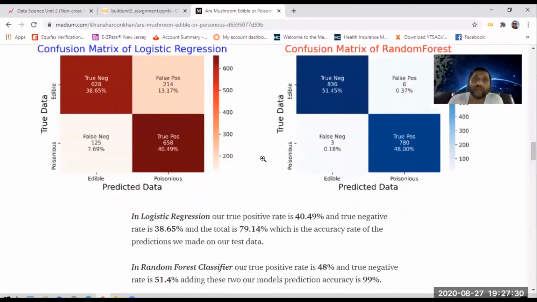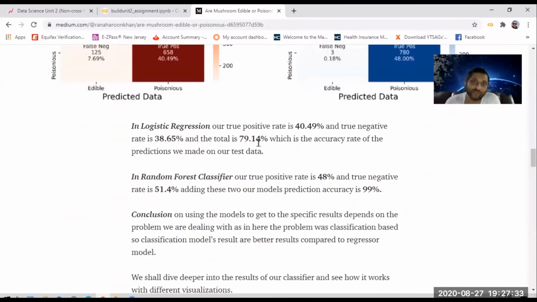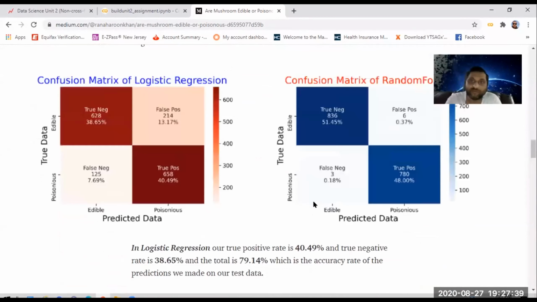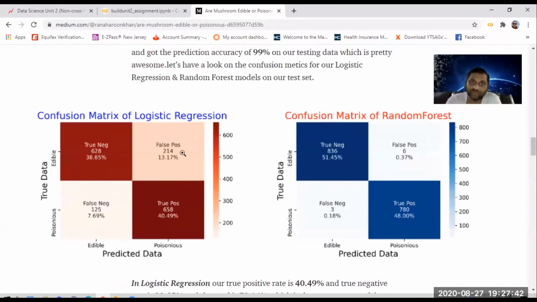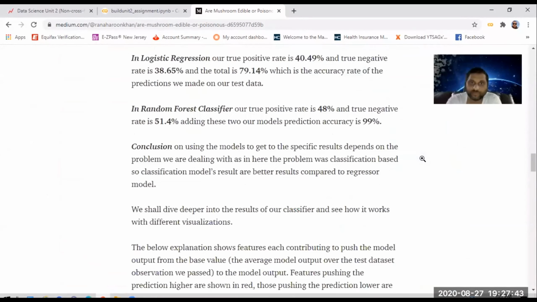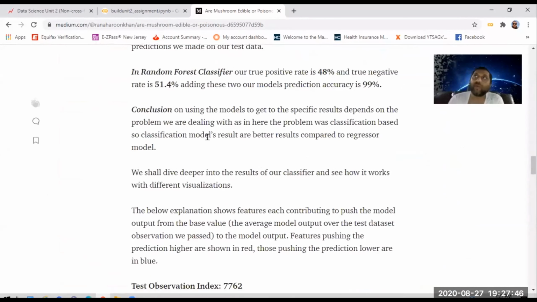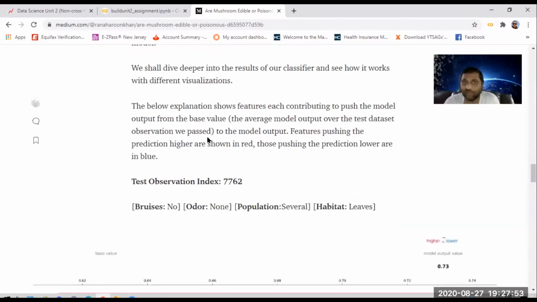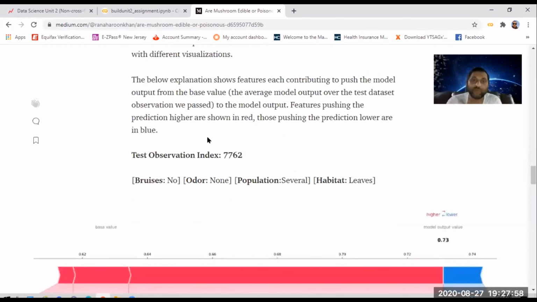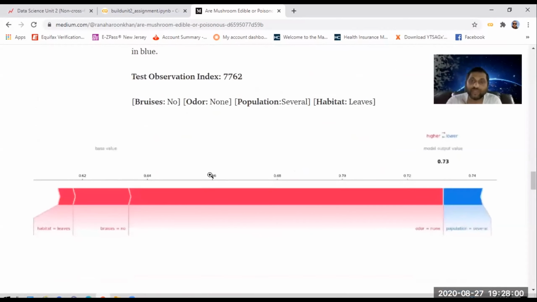Then we applied both on our test sets. We got 79% accuracy on the logistic regression and 99% accuracy on the test set from our random forest classifier. Both of these are the confusion matrices for our logistic regression and random forest classifier. Conclusion number 1 is that because our problem is a classification problem, the result of the classifier is much better than our regressor. We dug deeper into our random forest classifier and took one observation from our test set to see the result with our SHAP force plot.